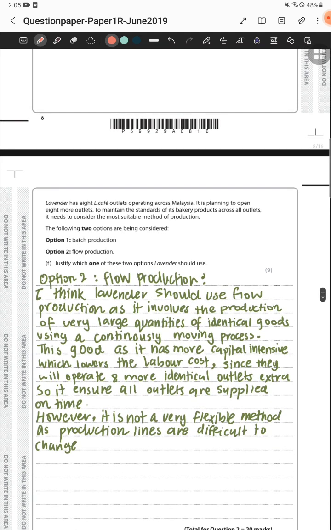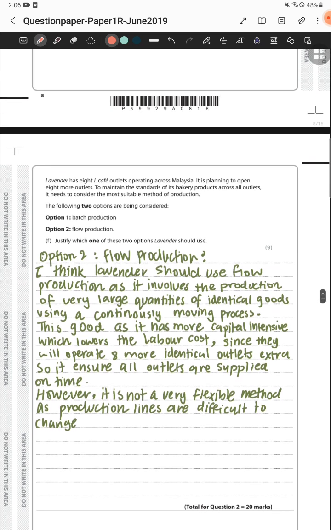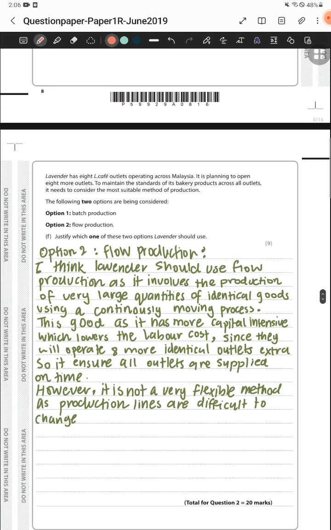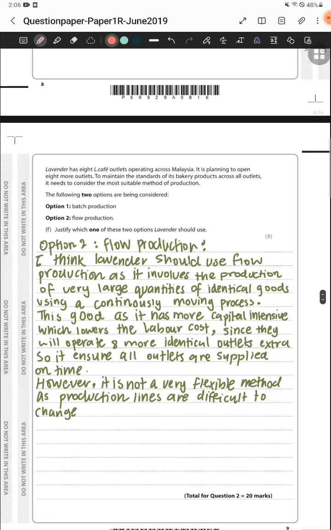To maintain the standard of its bakery products across all outlets, it needs to consider the most suitable method of production. The following 2 options are being considered: batch and flow production. Now you can choose either one, it's not a problem at all.